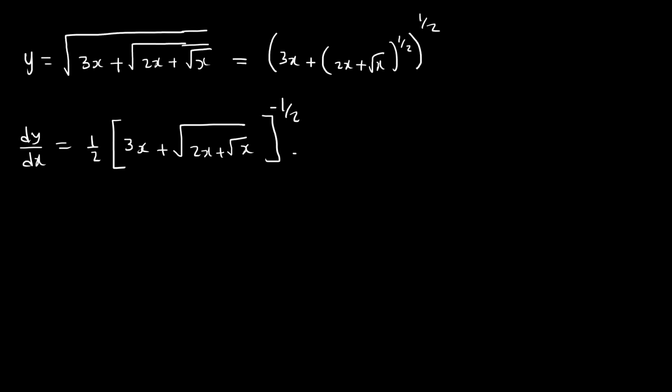Then multiply by what? Now we derive inside the bracket. If I derive inside the bracket, my 3x will be 3. Then now I'm going to the square root. This square root will be half exponent negative half times 2x plus square root of x. Now we are done.